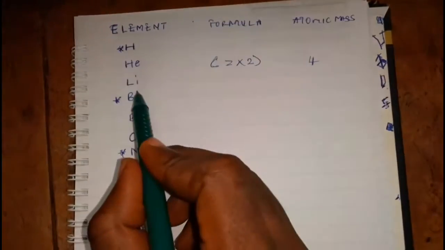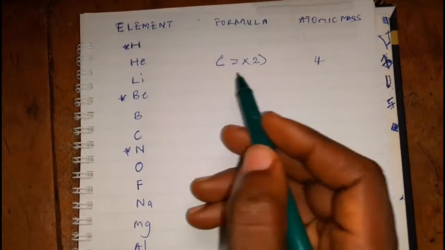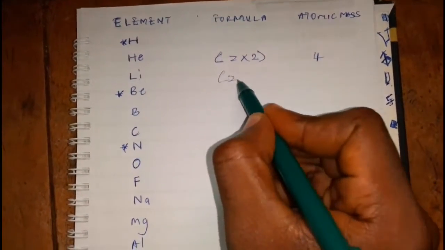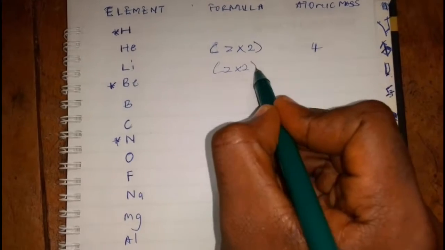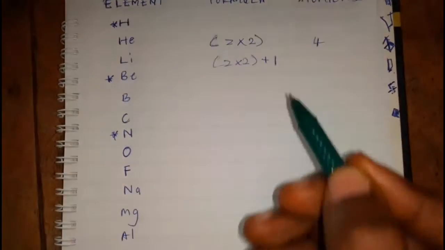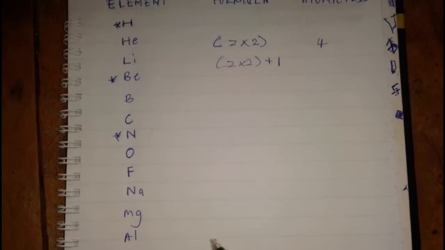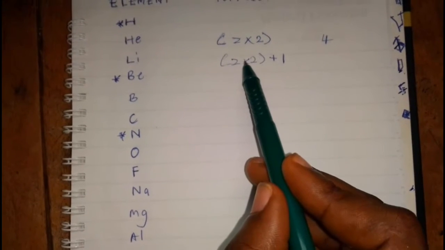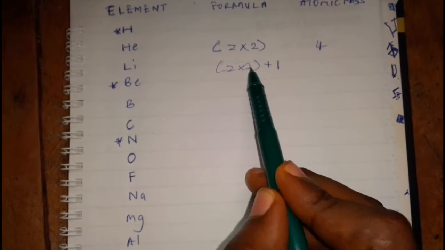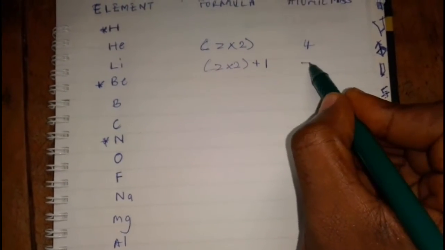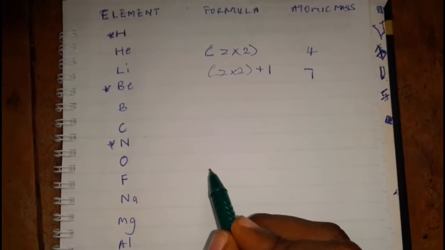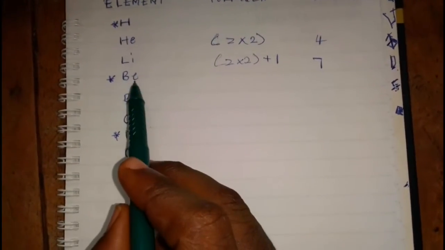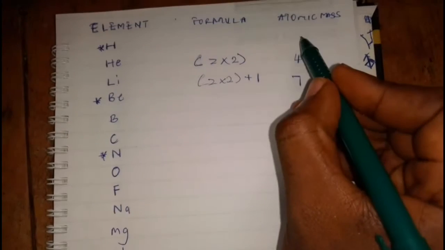Lithium has atomic number 3, which is an odd number, so we use this plus 1. So are you getting it? 3 times 2 is what? 6. 6 plus 1 will give you 7. Do you get that? For hydrogen, we know that the mass is 1.